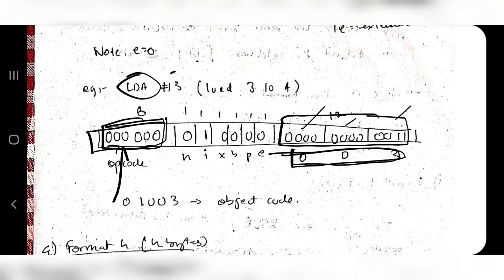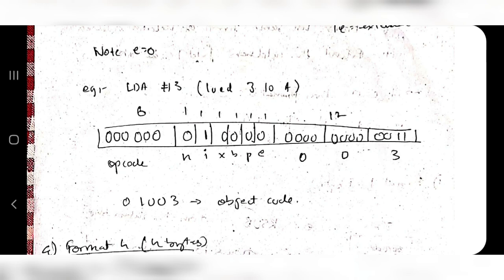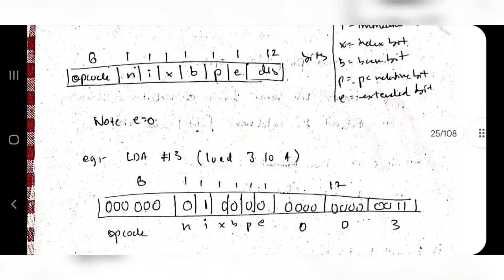At this location, what is stored? 3. So 3 will be loaded in register A. Okay, even if you don't understand, it's okay, because when we discuss more problems, there will be multiple examples, sufficient for you to easily understand. So for now, just keep in mind there are 3 parts specified here. One is the opcode, another is the flags part, and another is the address or whatever value it is.